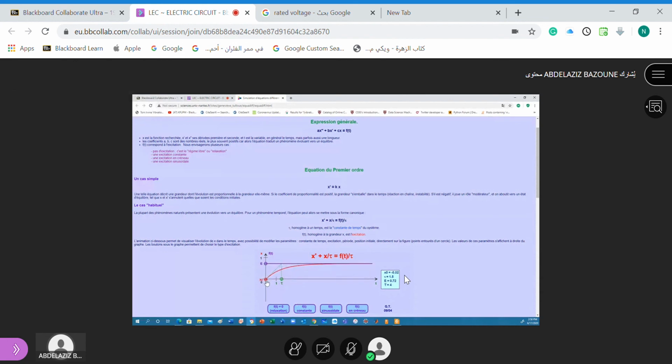This is what do we have. The response is the red one. And this is tau. You draw a tangent to the origin, and it crosses the steady state line at a point. From this point, you cross the vertical line. It will give you tau, and it will give you the value at 63.2%.